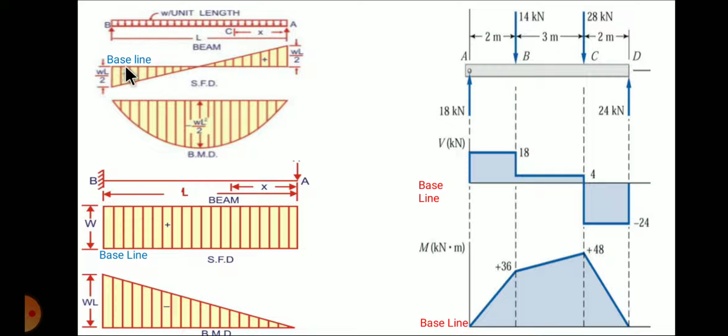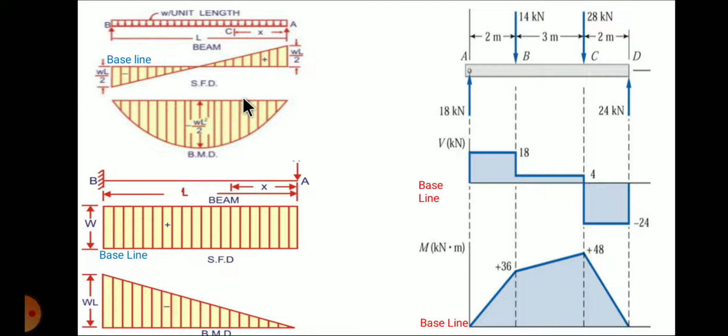This line is called the baseline. Always the positive values will be drawn above the baseline and negative values will be drawn below the baseline. This holds good for both shear force diagram and bending moment diagram. In this bending moment diagram, you can see that the bending moment is having negative values. That's why I have located the negative values below the baseline.